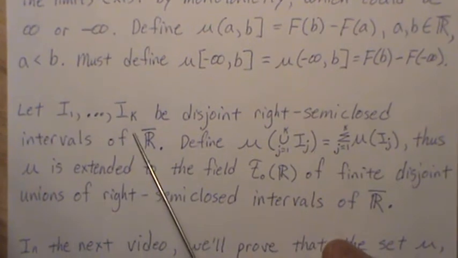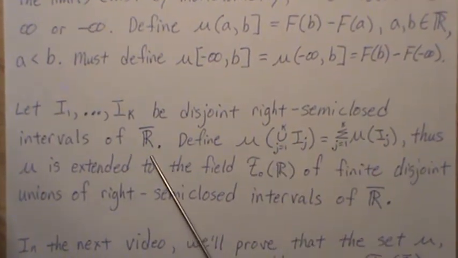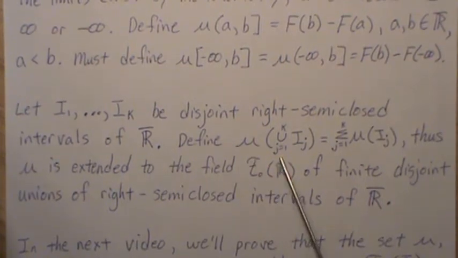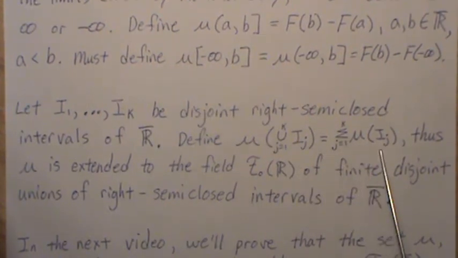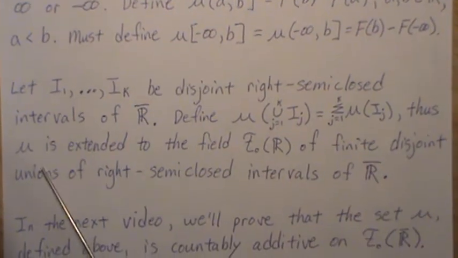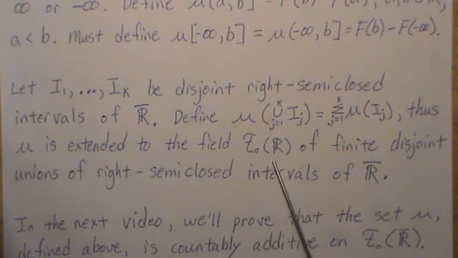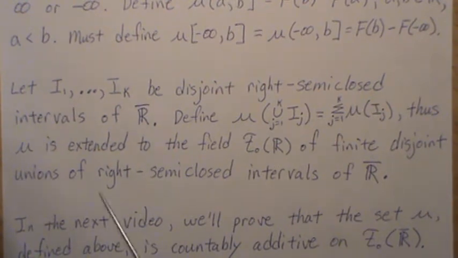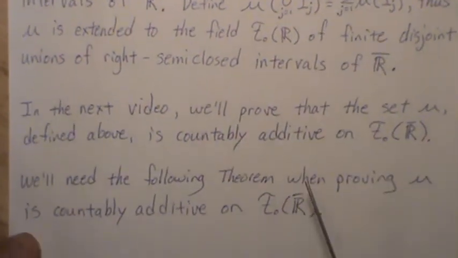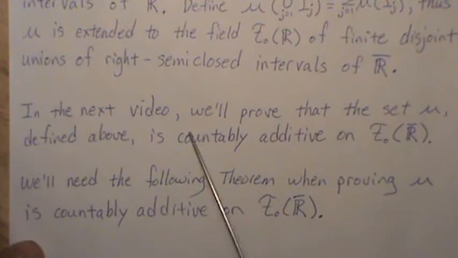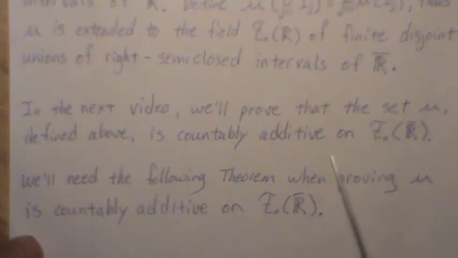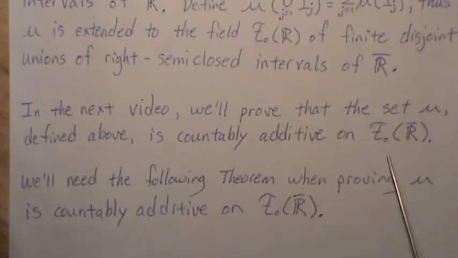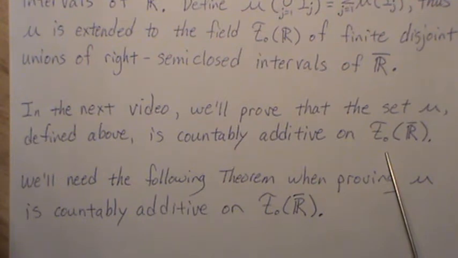Now, let I1 through Ik be disjoint right semi-closed intervals of the extended reals. Define the measure of the union of these disjoint intervals as the sum of the measures of these disjoint intervals. Thus, mu is extended to a field generated by these right semi-closed intervals of the extended reals. Okay. Now, in the next video, we'll prove that the set function mu, defined above, is countably additive on this field. And then we need that to extend it to a sigma field of right semi-closed intervals, or the Borel sets.